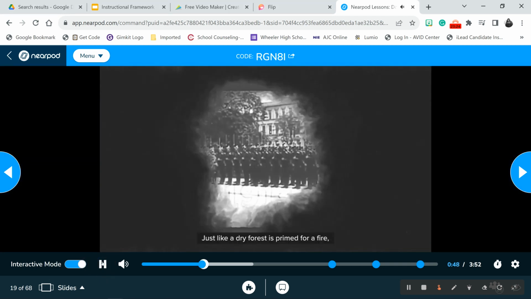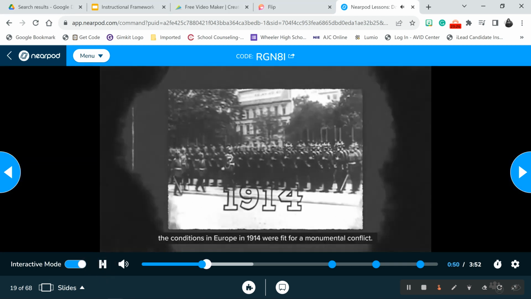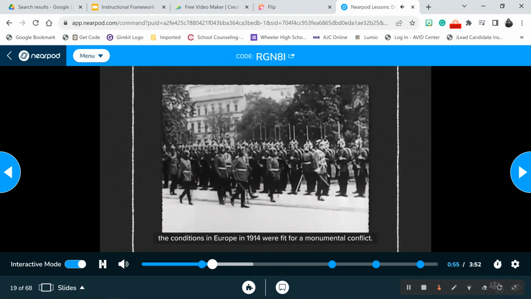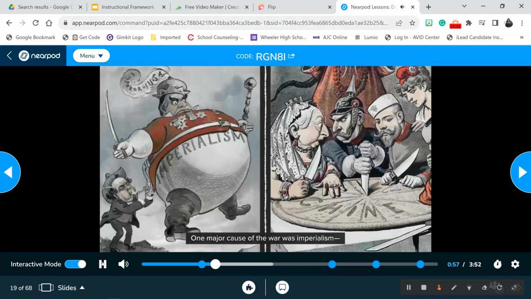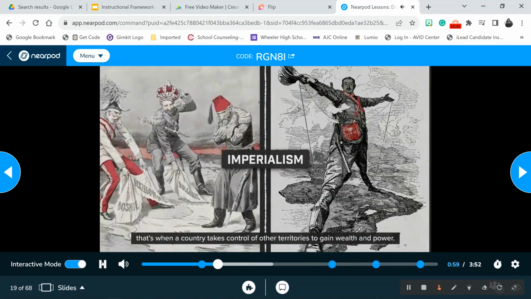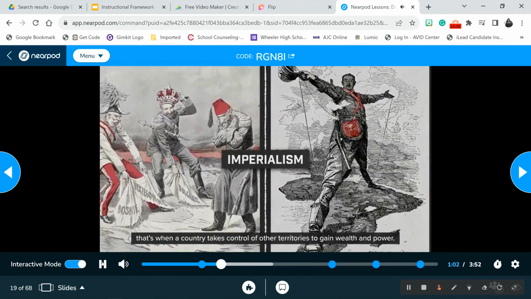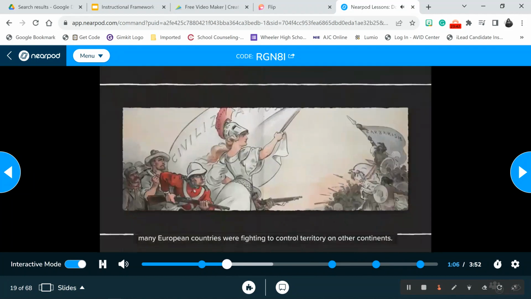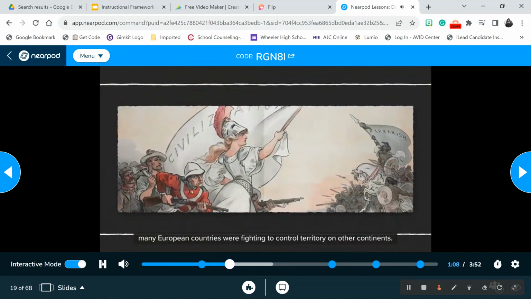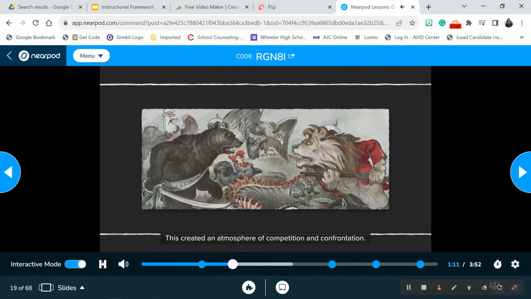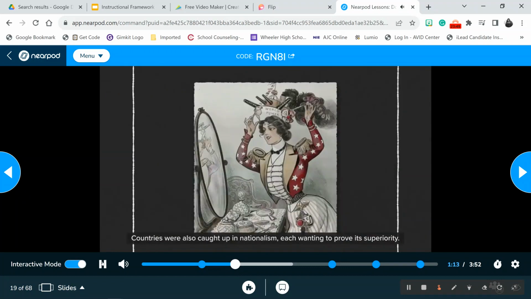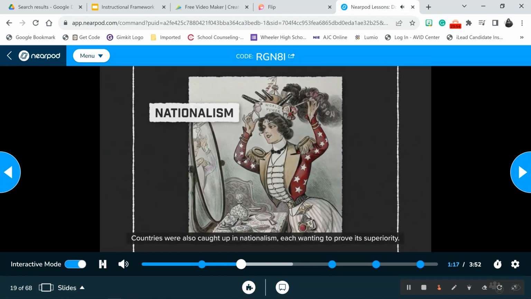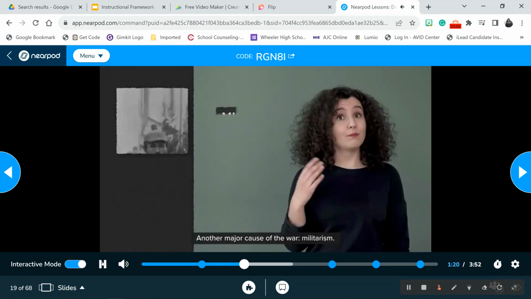Just like a dry forest is primed for a fire, the conditions in Europe in 1914 were fit for a monumental conflict. One major cause of the war was imperialism. That's when a country takes control of other territories to gain wealth and power. Before World War I, many European countries were fighting to control territory on other continents. This created an atmosphere of competition and confrontation. Countries were also caught up in nationalism, each wanting to prove its superiority. Another major cause of the war, militarism.